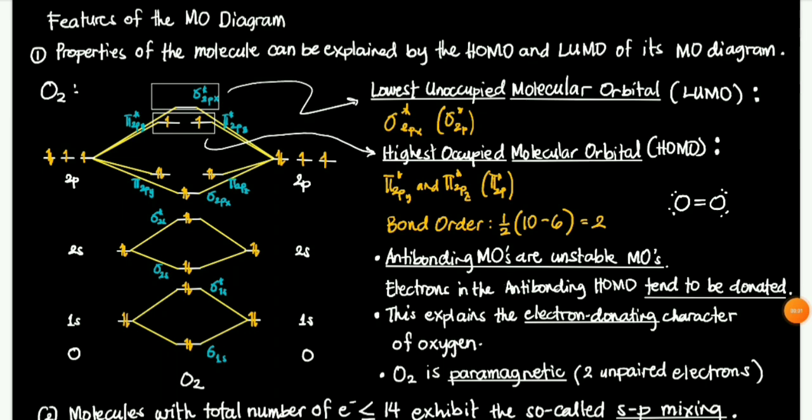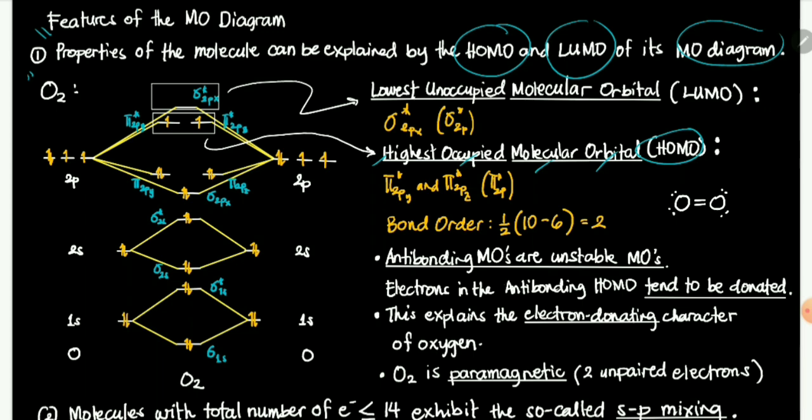So, after constructing the molecular orbital, tingnan naman natin yung kanilang mga features. So, for number 1, properties of the molecule can be explained by the HOMO and the LUMO of the molecular orbital diagram. So, what are HOMO and LUMO? So, HOMO is the highest occupied molecular orbital. So, yun yung orbital na may pinakamataas na energy at occupied ng electrons. So, in case of the oxygen molecule, ito yung HOMO. That's the pi star 2p or the pi star 2py and the pi star 2pz.